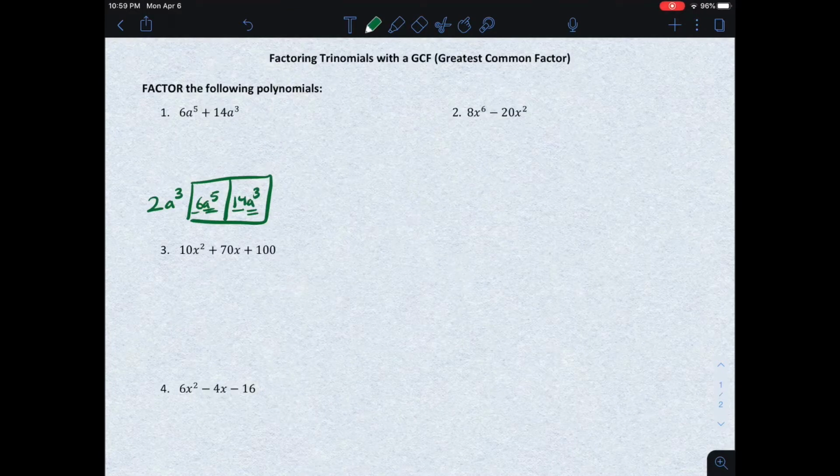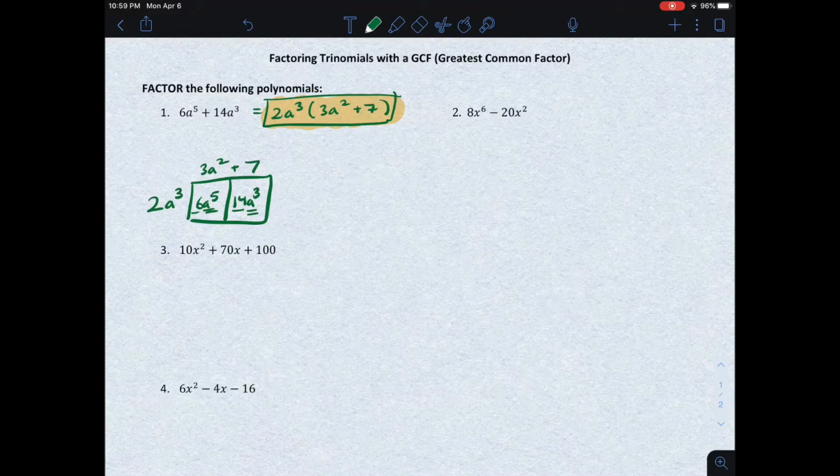And then from there, we would carefully multiply this out. 2a cubed times 3a squared gives me 6a to the 5th. 2a cubed times 7 gives me 14a cubed. Here, there's no operation between 3a squared and 7, so the default is a plus. When you write down your final answer, it will be 2a cubed times the quantity of 3a squared plus 7. And this is my final answer. This is what you get when you factor. Remember, when you factor a polynomial, what you're doing is writing it as a product of things. So just keep that in mind.